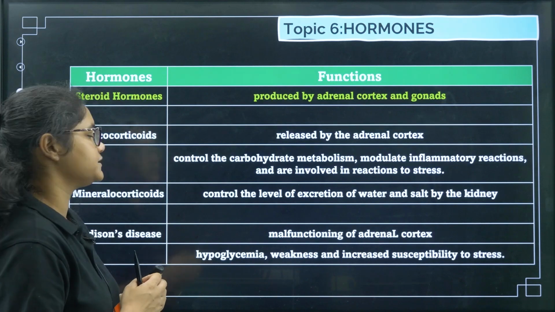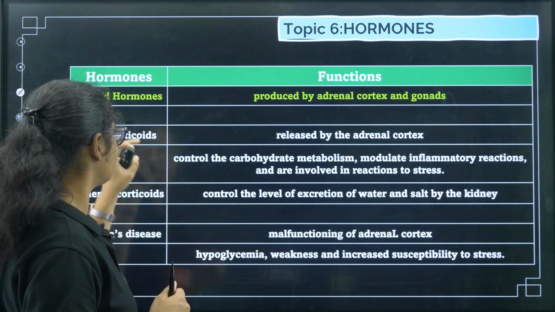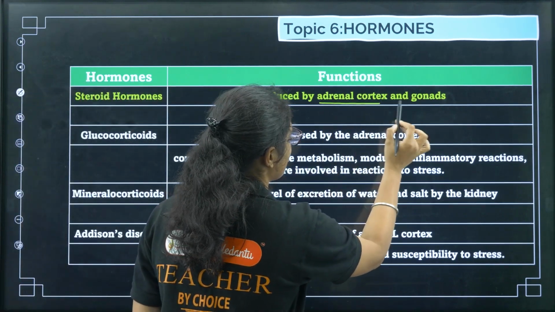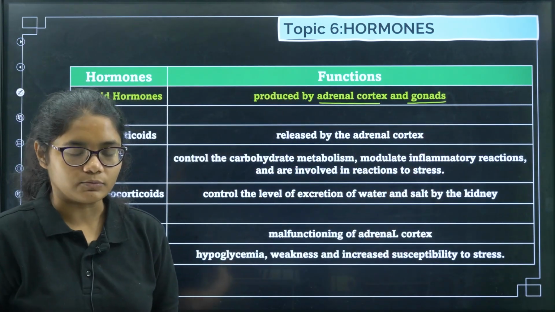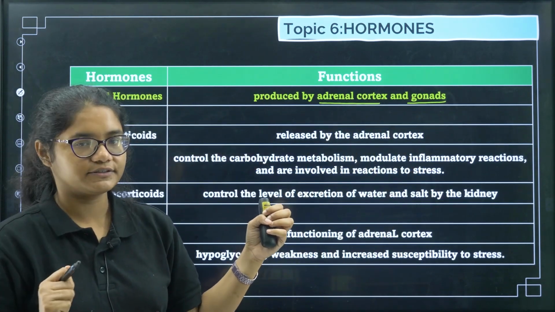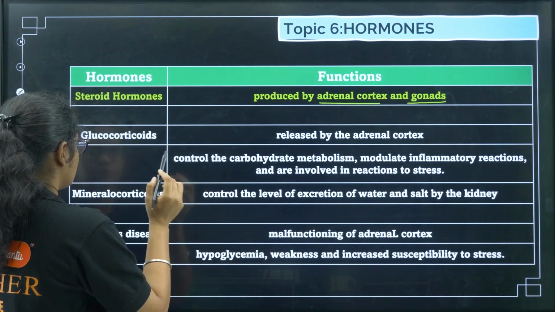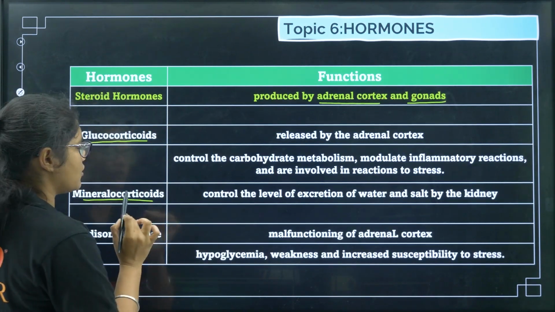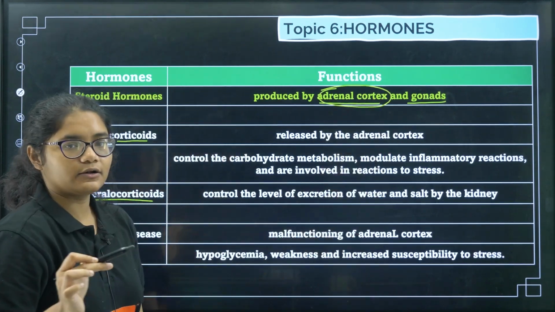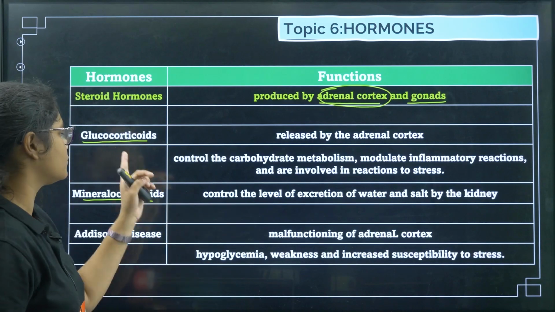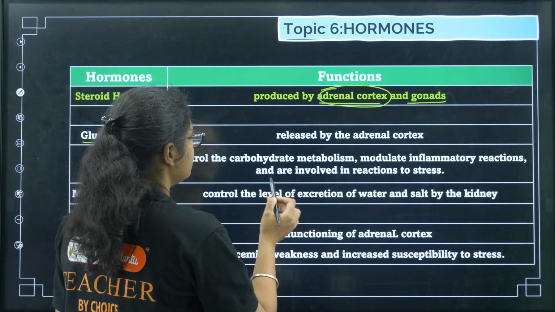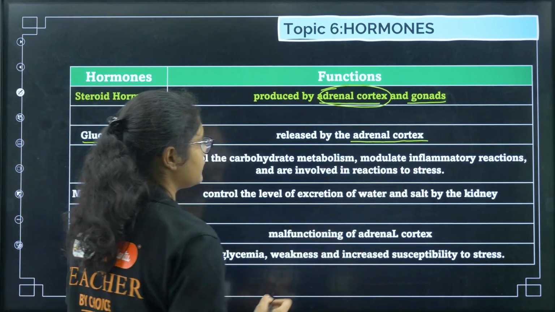Next, let's see the functions of our steroid hormones. So what do we mean by steroid hormones? Steroid hormones are produced by the adrenal cortex and gonads, okay. Those hormones which are released by the adrenal cortex and gonads are called steroid hormones. Now in steroid hormones we also have glucocorticoids and mineralocorticoids, which are synthesized by the adrenal cortex, okay. The adrenal cortex releases which type of hormones? Glucocorticoids and mineralocorticoids.